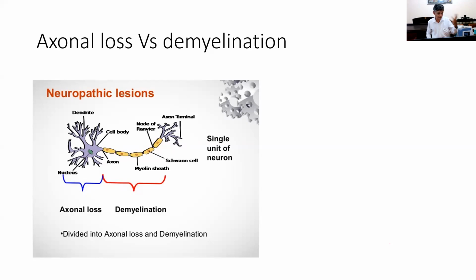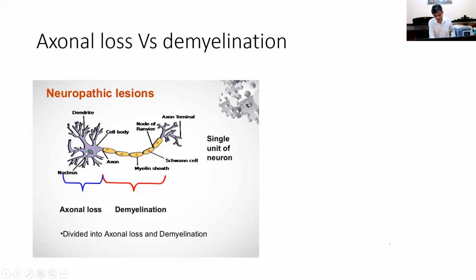Now, if there are say 1,000 out of that, if 300 nerves are dead, only 700 is left. So that is axonal loss or neuronal loss. Is one type of disease.